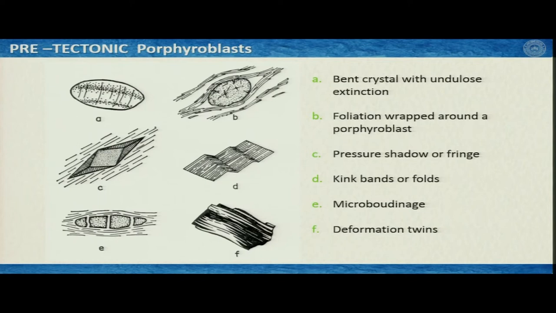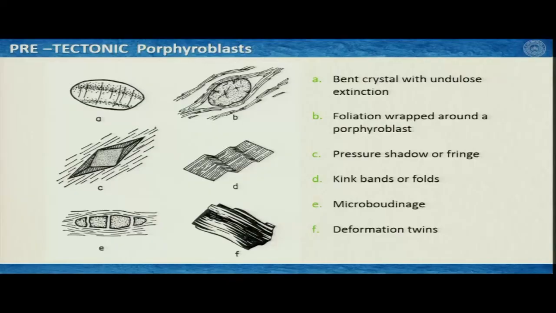Now, you can imagine if I have a pre-tectonic porphyroblast, the porphyroblast also suffered the deformation. Based on the composition, the mineral, and the orientation of the minerals with respect to the overall deformation axis and so on, it can produce a series of microstructures which are extremely useful to identify whether they are pre-tectonic or not.